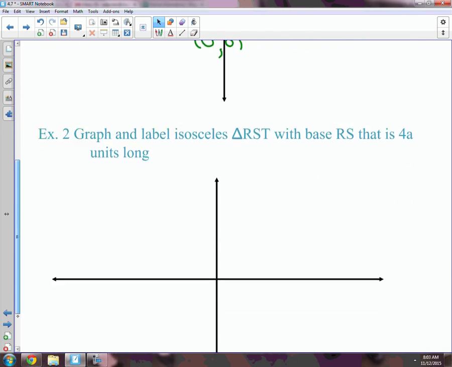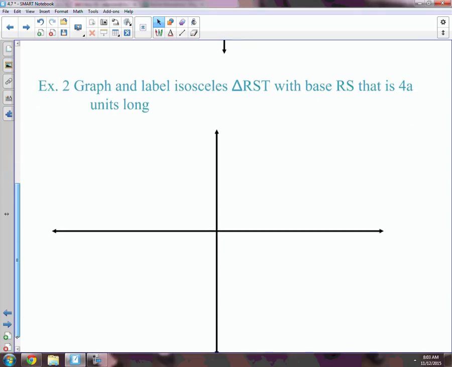Okay, so here's our second example, and we're going to make this all in one of the quadrants instead of just kind of built in. This one is going to be an isosceles triangle called RST. The base is going to be RS, and that base is going to be 4A units long.